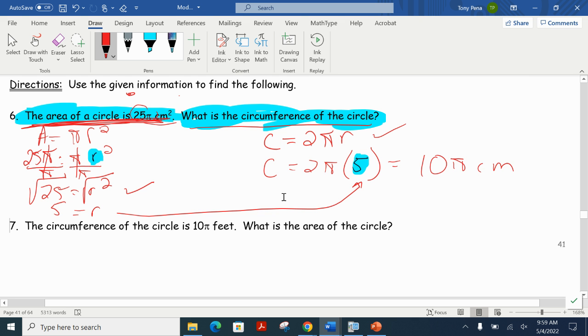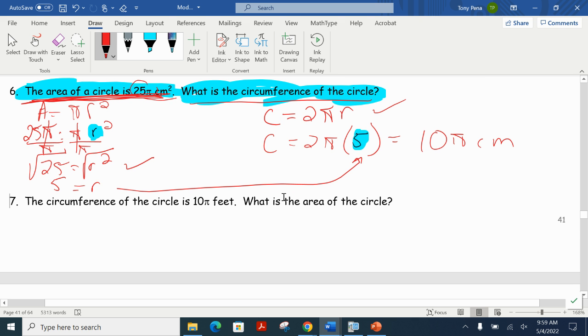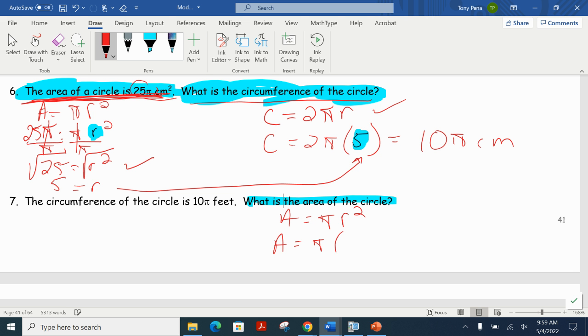Okay. 7 is the exact opposite. Now I'm giving you the circumference of the circle, and I want you to find the area of the circle. So whatever we're looking for, that's what I would start out with. The area of a circle is pi r squared. In order to answer this question, we need to know the radius. That's the missing piece of information there.